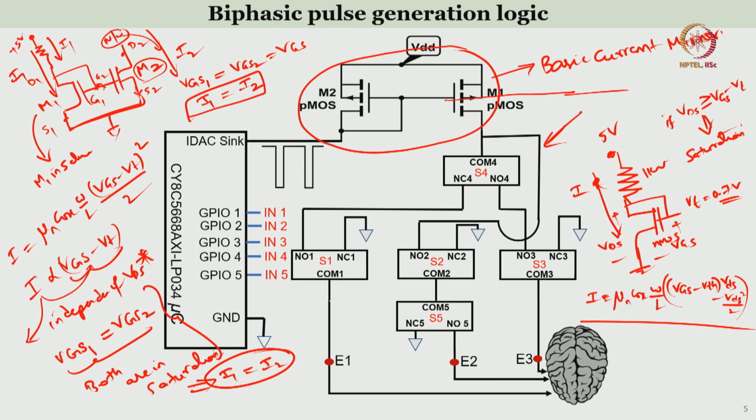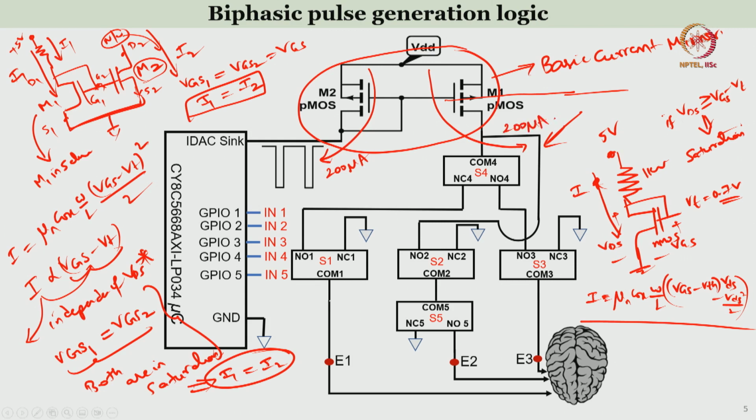One can use BJTs, bipolar junction transistors, but MOSFETs are preferred because they have 0 gate current compared to BJTs, right. So, this is how the typical current mirror configuration looks like. So, we try to replicate the same, right. Now, let us say the current that flows in this is 200 microampere, same current flows in this.